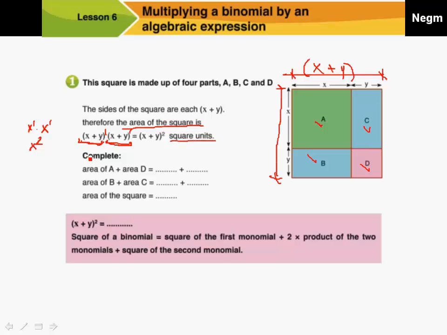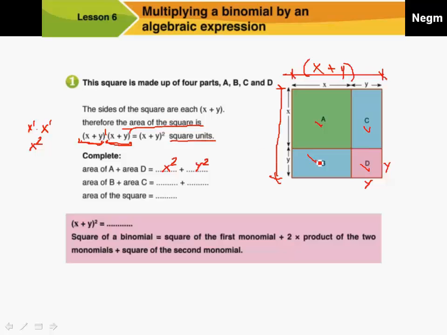units. He asked us to compute area of A plus area of D. Area of A is x multiplied by x, which is x squared. Area of D. Where is D? This is the region D. This is y, and this is y. So the area will be y times y, which is y squared, y to power 2.